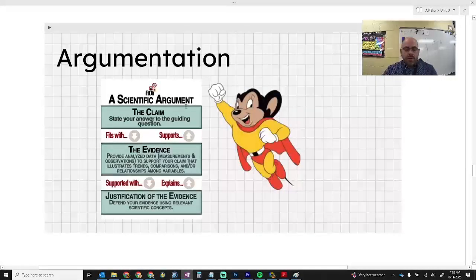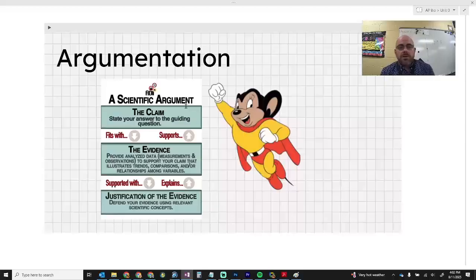Okay, moving on. Argumentation. Mighty Mouse is there because this was a really small picture. And so you're oftentimes asked to make a claim, state the answer to the guiding question, make a claim concerning XYZ, right? You're going to provide evidence for your claim, or it's going to be like justify, where you're going to give justification. You're defending your choice of evidence, right? And so these are things that you're going to be asked to do quite a bit in here.